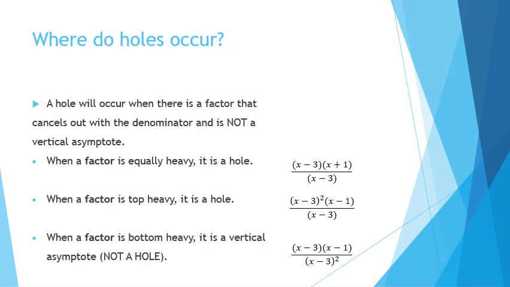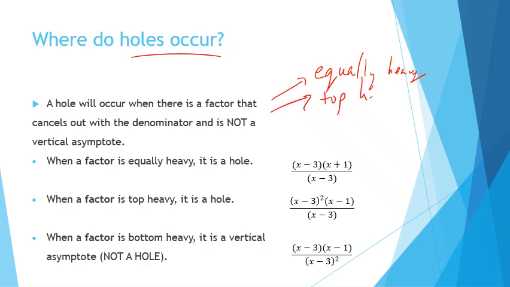Now, where do holes occur? Holes will occur whenever a factor is one of two things: either equally heavy or top heavy. That's pretty simple, right? Basically, the factor is found in the denominator, but the multiplicity is higher or equal in the numerator, where it can cancel out. So when it's equally heavy, it's a hole, like here, x equals 3 is a hole, and you can cancel it out with the one in the numerator, right?